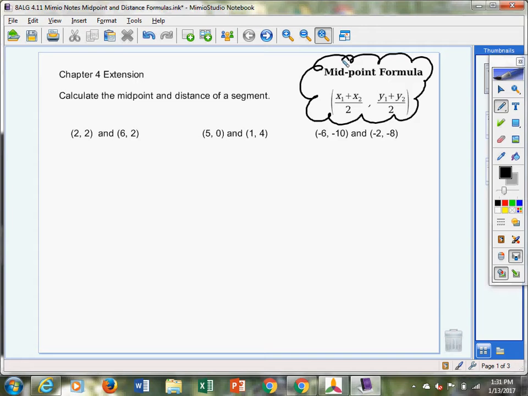Okay, so let's take a look at this first example, (2, 2) and (6, 2). If I do a quick graph of this, 1, 2, 3, 4, 5, 6. Here's 2 right there, and here's 6. So (2, 2) is approximately here, (6, 2) is approximately here, and that forms a horizontal line that's 4 units in length.